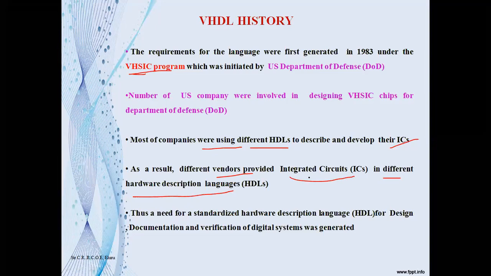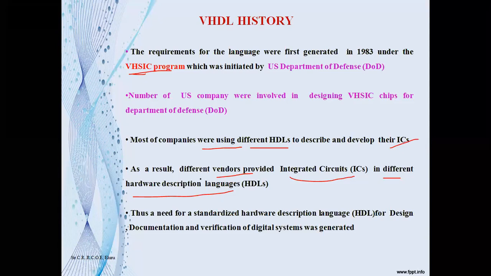Which means that one vendor developed an integrated circuit with specifications for an IC, and the same kind of device was developed by another vendor with different specifications. So there was no compatibility between the suppliers. That's why there was a lack of standardization in the hardware description languages.